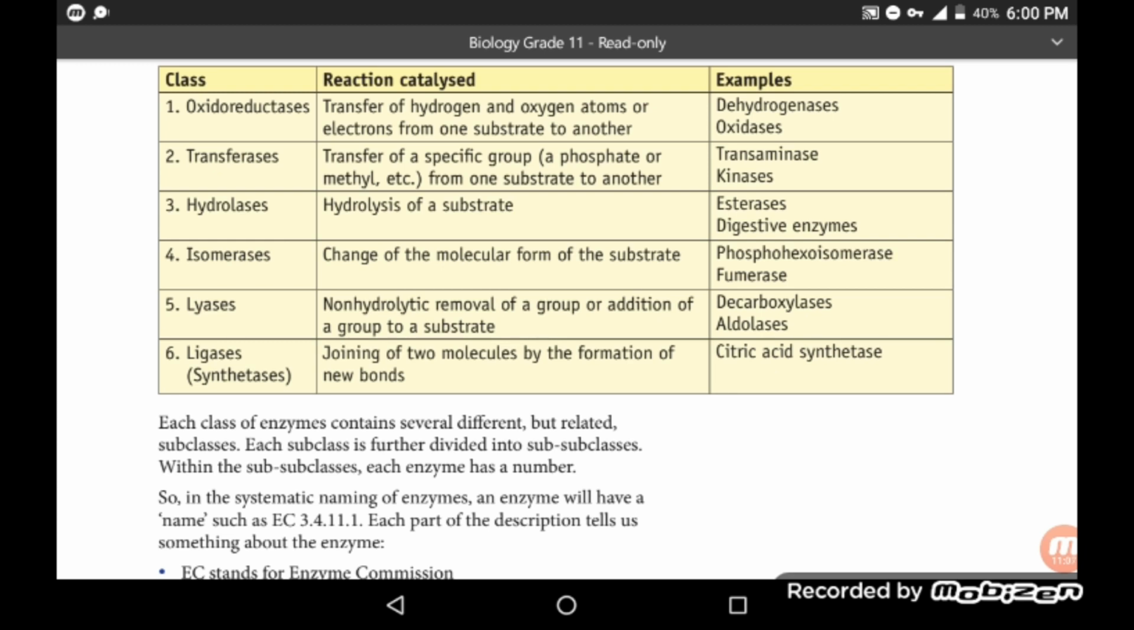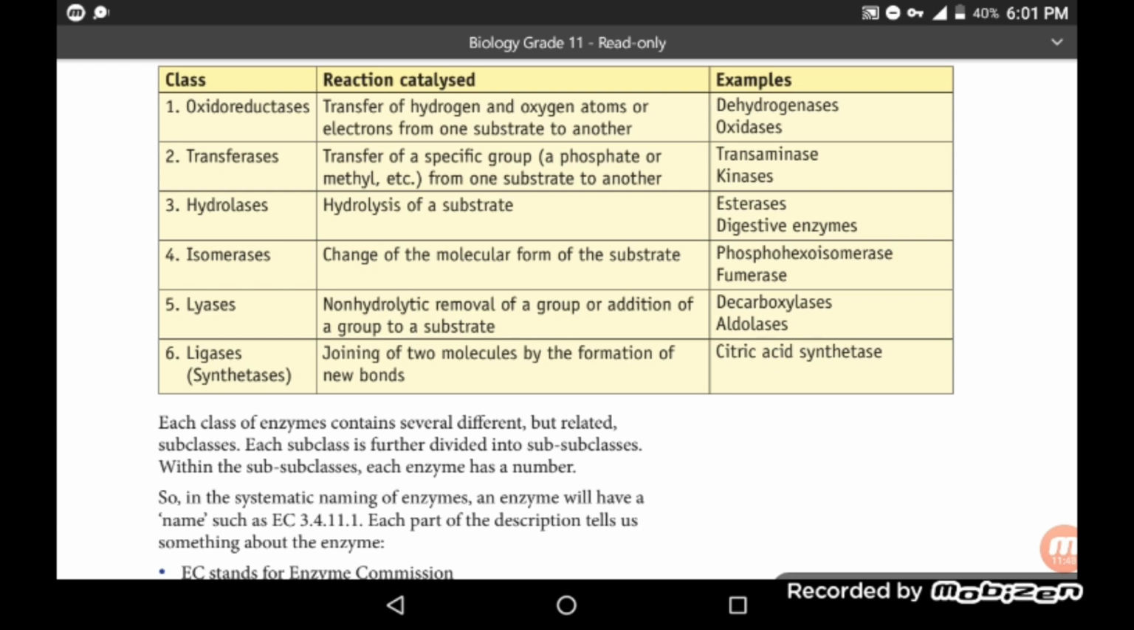So the reaction can involve both losing and gaining of hydrogen, oxygen or electrons from one substrate to another substrate. Examples are dehydrogenase, meaning removal of hydrogen, which means hydrogen transfer, and oxidase, where oxygen is added.